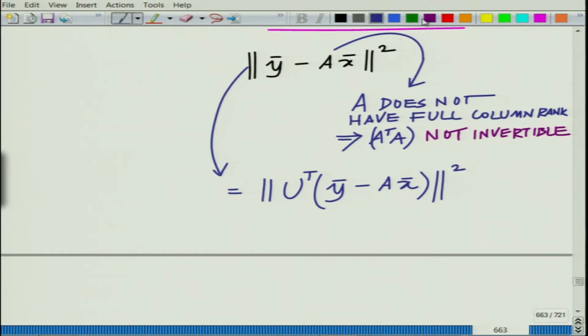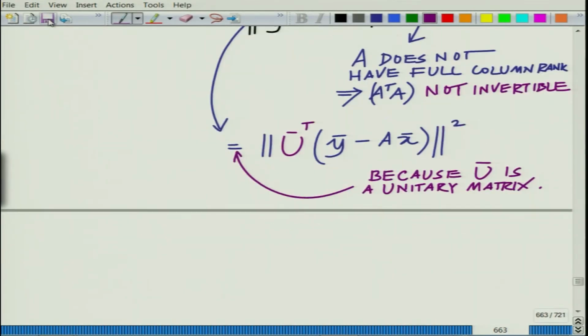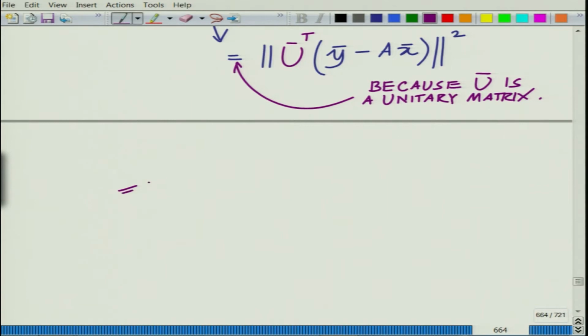whole square. Why is the norm of this vector equal to norm of this vector? Because U bar is a rotation matrix. Okay. Because U bar is a unitary matrix. Both these norms are equal because equality follows because U bar is a unitary matrix. Okay. So, this implies, now if you look at this, this is norm of U bar transpose.